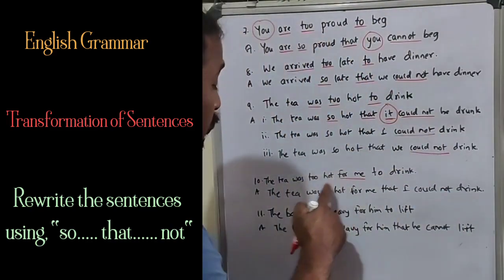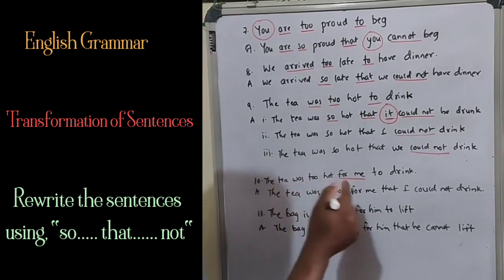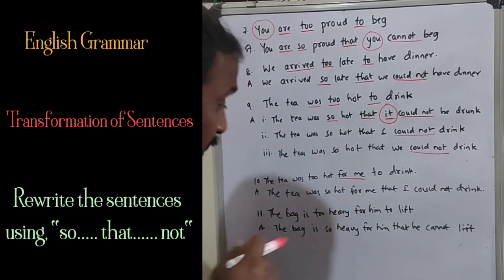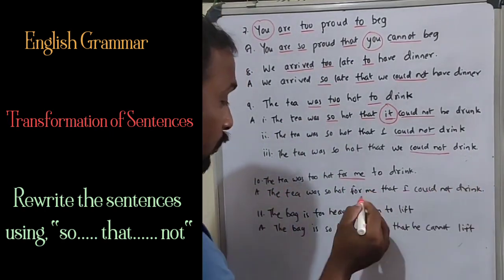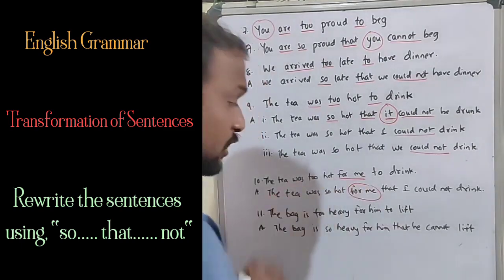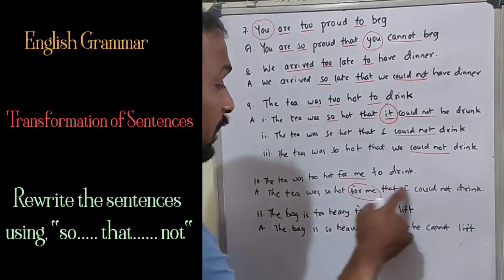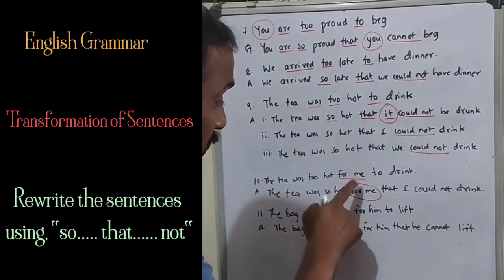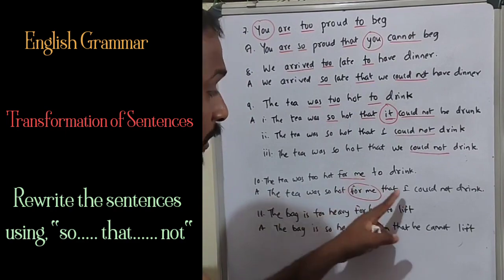Whereas when the question is "The tea was too hot for me," when it is particularly me, you write like this: The tea was so hot for me that I could not drink. You can omit "for me" if you want. You can write: The tea was so hot that I could not drink. Only one option, because "me" is the given thing here. When it is for me, you have to write "I could not."